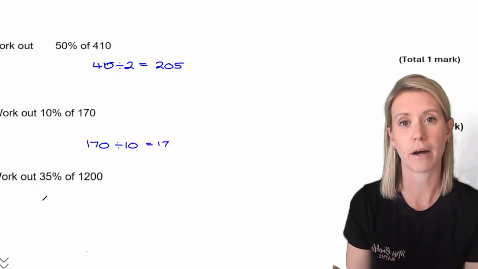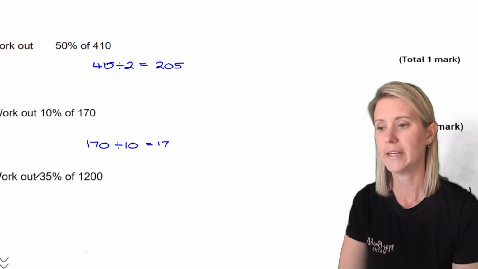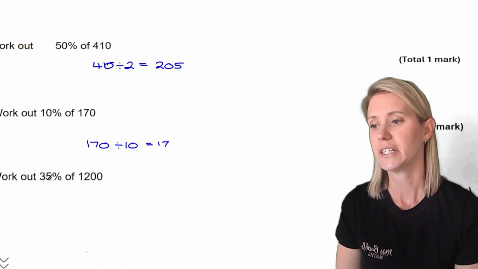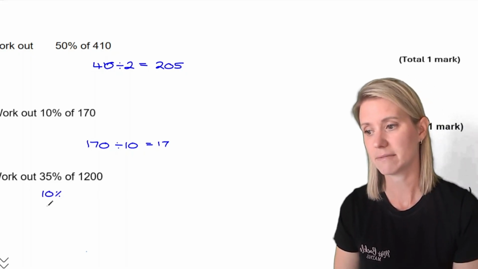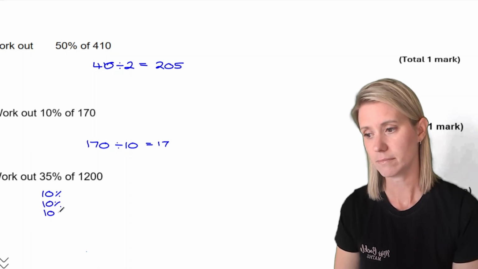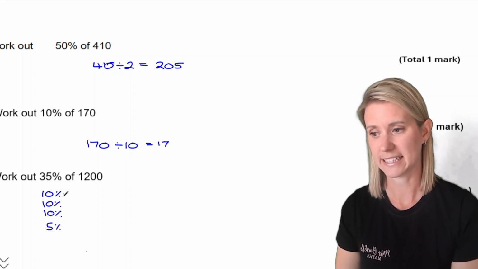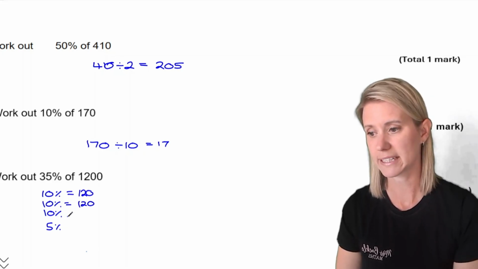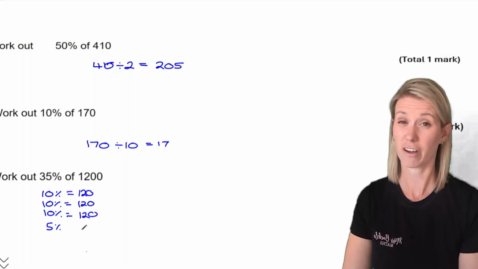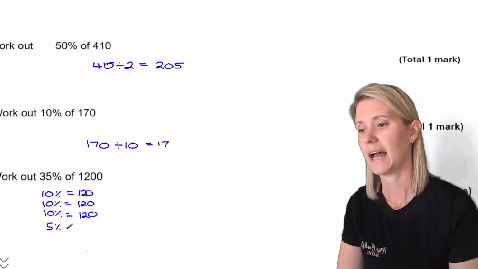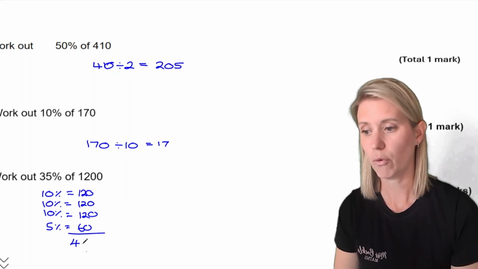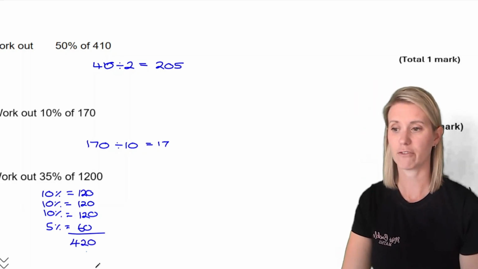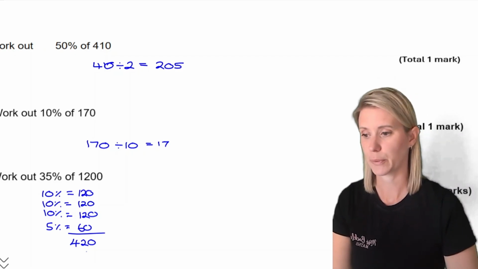Now this time it's 3 marks because we have to start to break it down a little bit more. 35% of 1,200. So how can you make 35%? Well, 35% is the same as 10% 3 times with another 5% added in there. So 10% is divided by 10: 120, another 120 and another 120. I'm actually going to find 5% by halving that 10%, which is going to be 60. And if we add those together, we end up with 420. So 35% of 1,200 is 420.